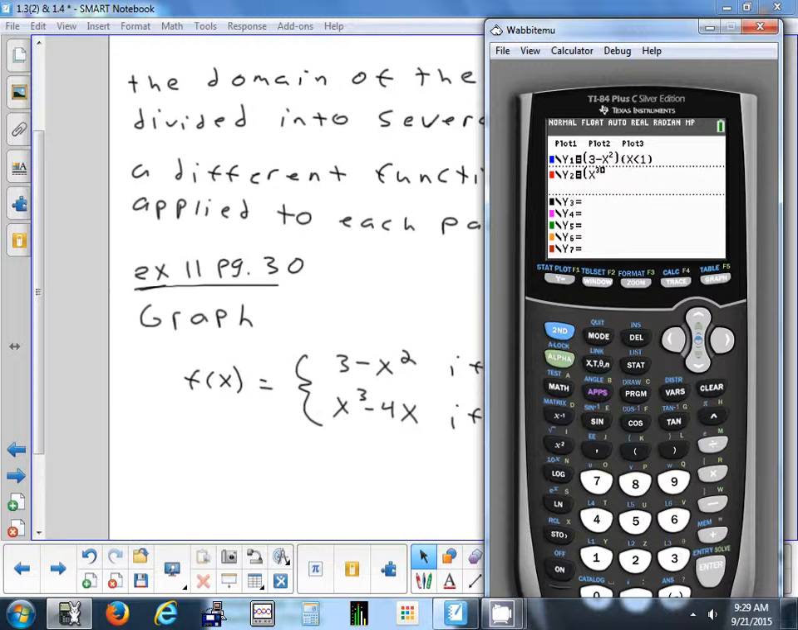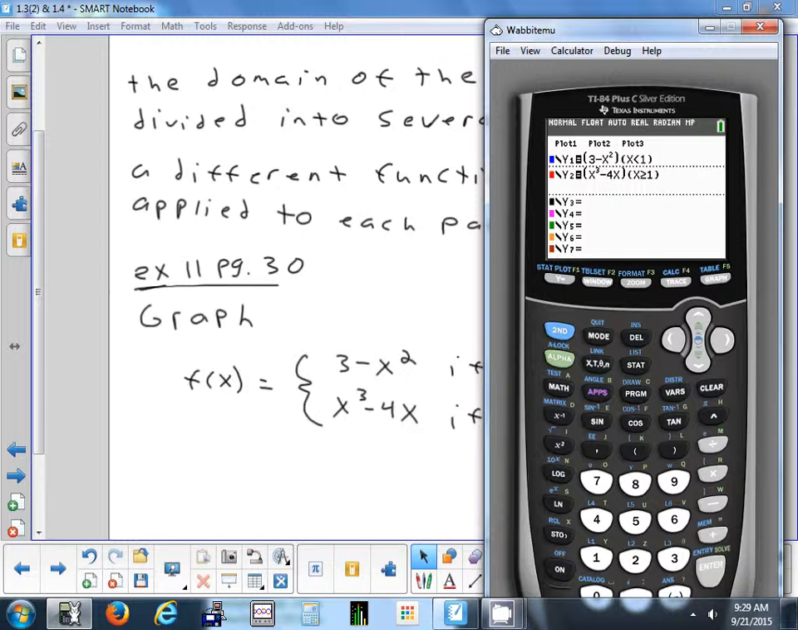x cubed minus 4x. Close your parenthesis. And now next to it, put when you want to graph that one. I only want to graph that one if x, second math, greater than or equal to 1. And we'll do zoom 6. We'll just do a standard window.